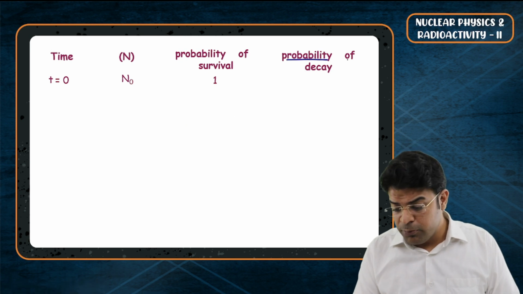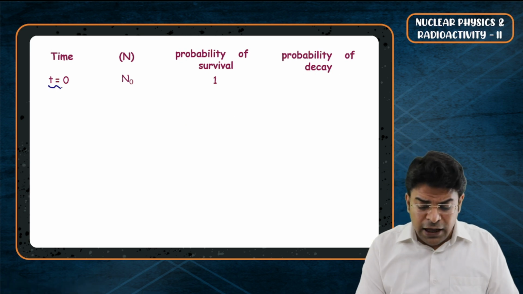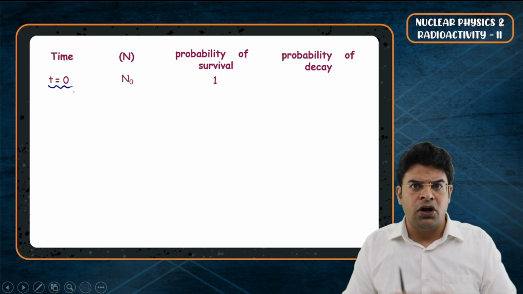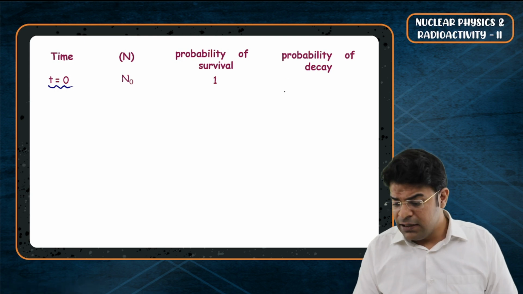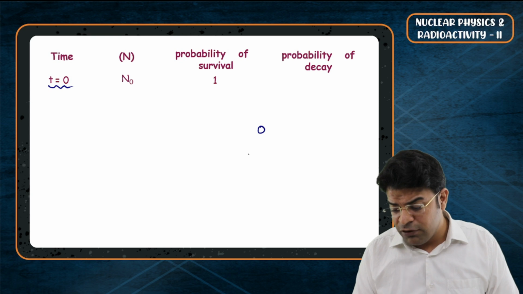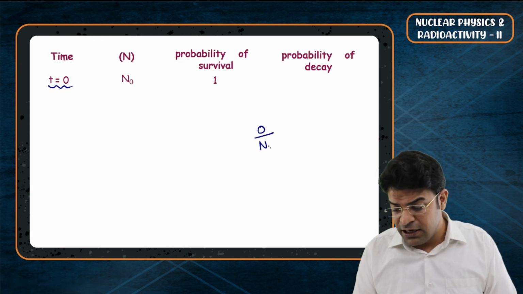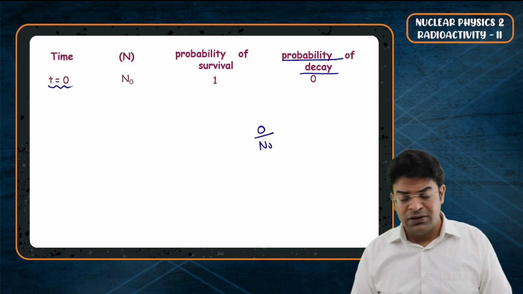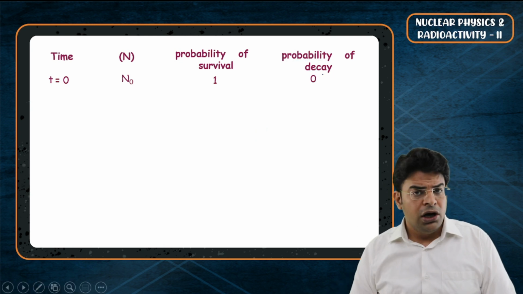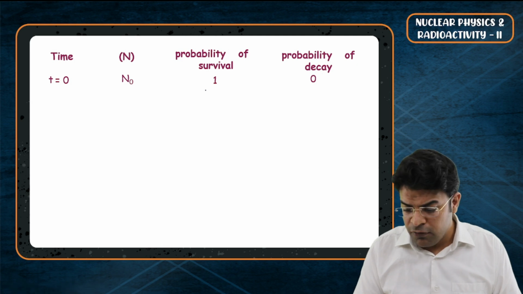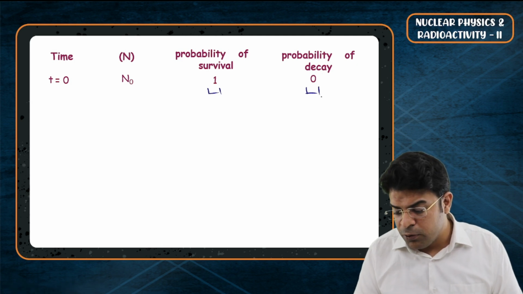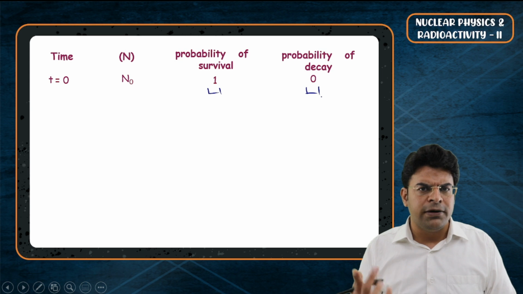Now what will be the probability of decay? Sir, you are talking about time equals 0. Nothing has decayed till now. If nothing has decayed, then the number of decayed nuclei will be 0 upon the total number of nuclei you had initially, that is n0. So the probability of decay is 0. Do understand that the sum of probability of survival and probability of decay should be equal to 1.